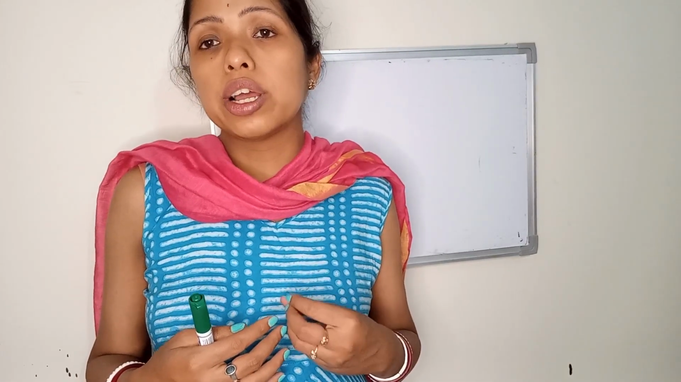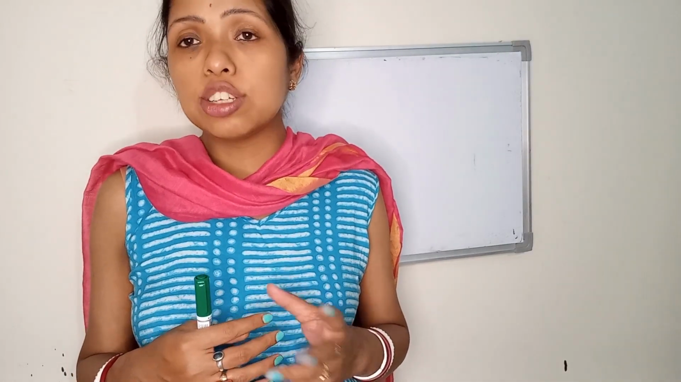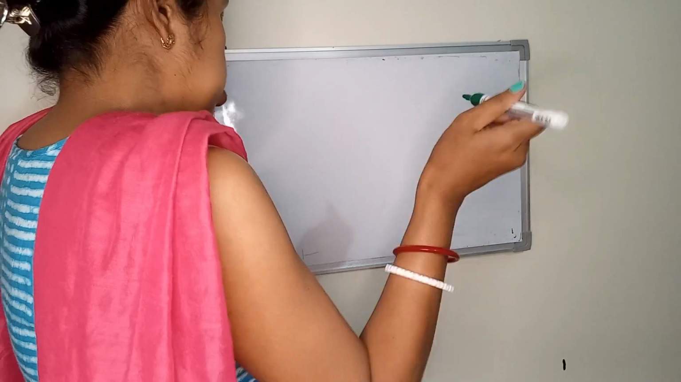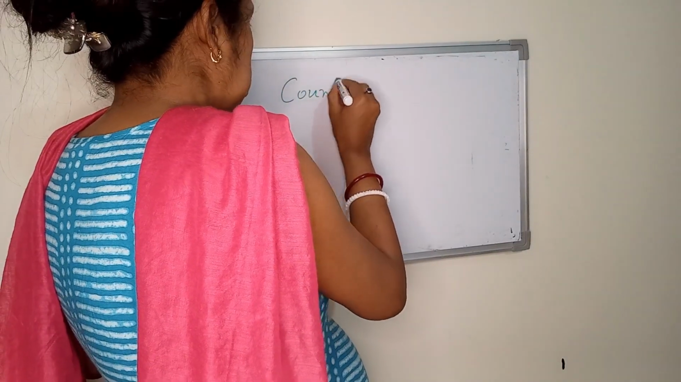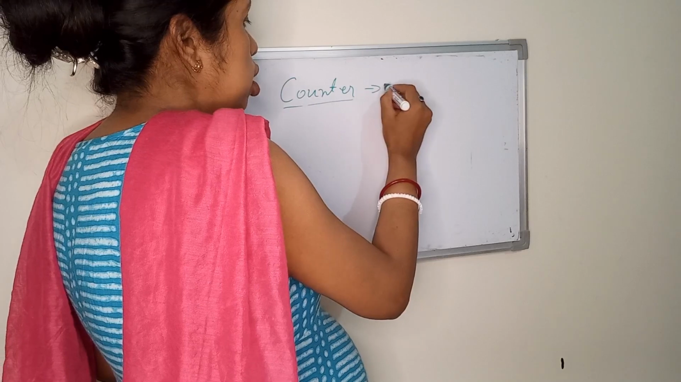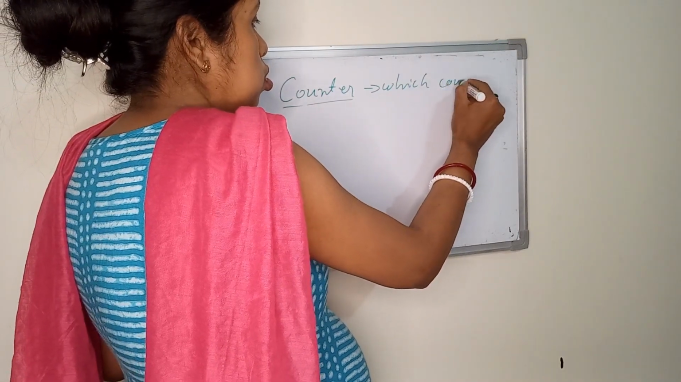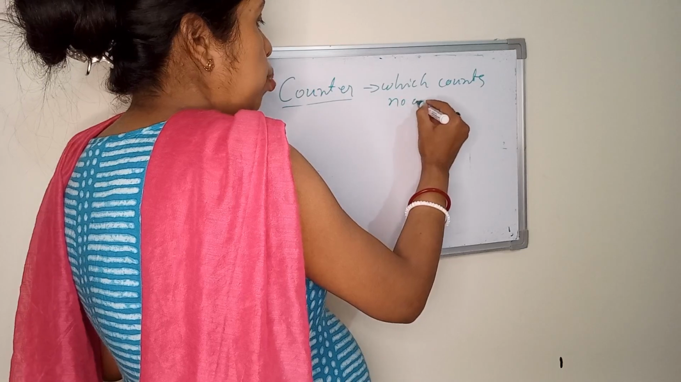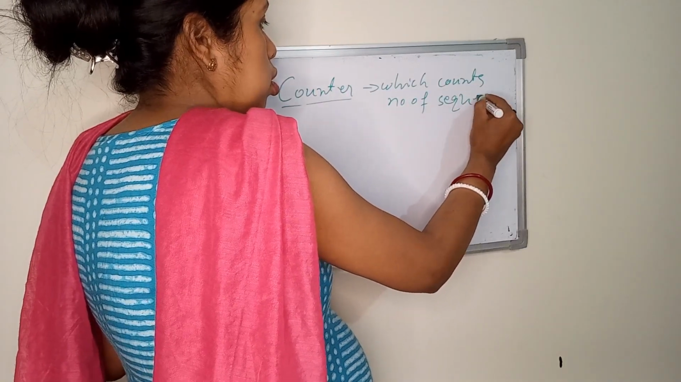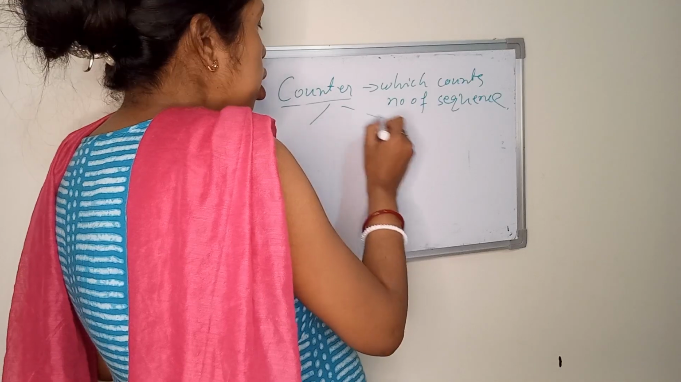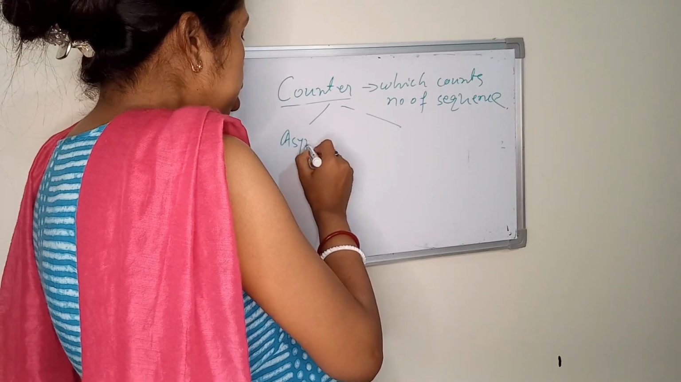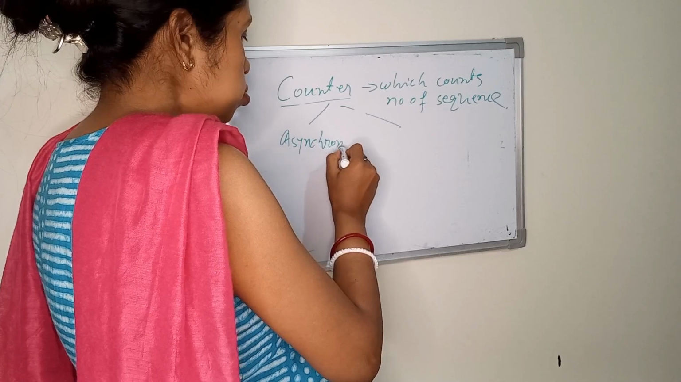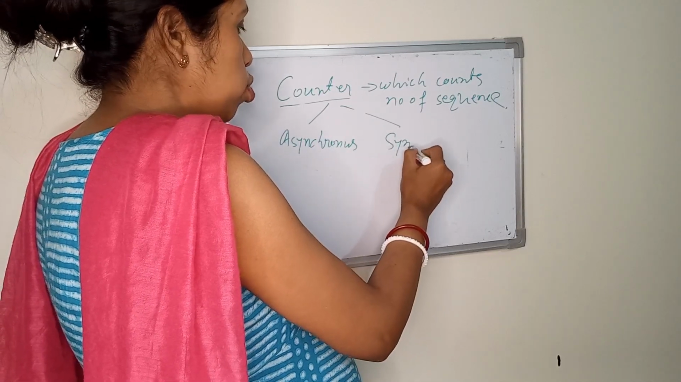But how we can design it depends on the flip-flops and clocks, how we are giving the clocks and how we are connecting the flip-flops. Okay, so here two different kinds of counters are there. Counter which counts the number of sequence. Two different counters are there. One is the asynchronous counter, another is the synchronous counter.